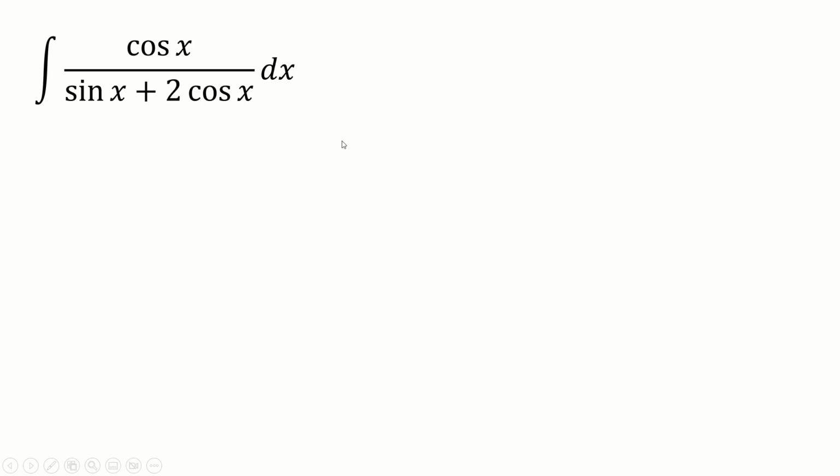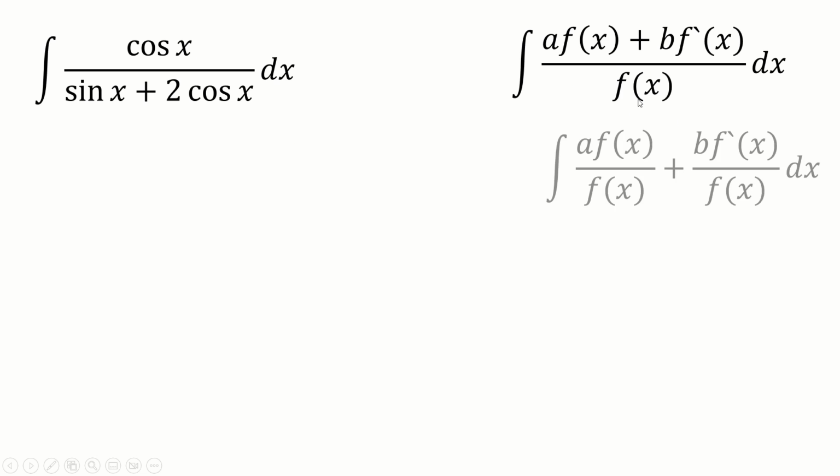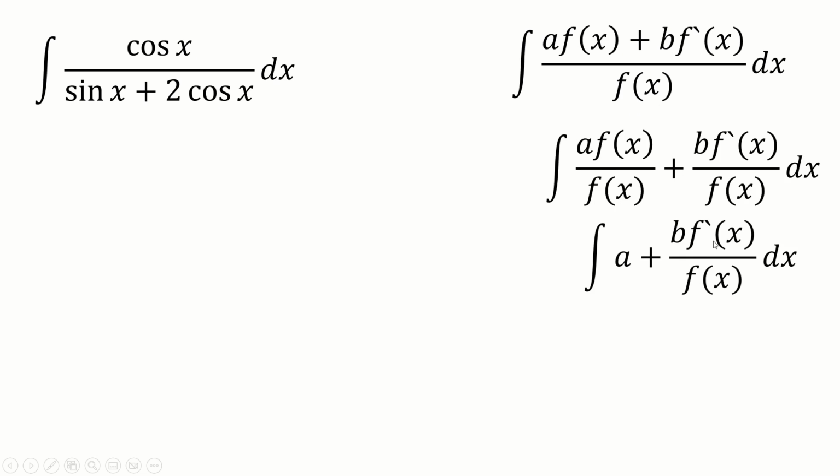But actually, there's a really nice way of doing this that doesn't take too long, which is to try and set up this kind of integral where you have some amount of f of x plus some amount of the derivative of f of x, all over f of x. Because if you could set this up, then of course you could split this into two fractions, and the f of x would cancel with the f of x, which would just give you a here. A and b are constants, by the way, so a would integrate to just ax. And then this thing over here will just integrate to b log of f of x by definition.